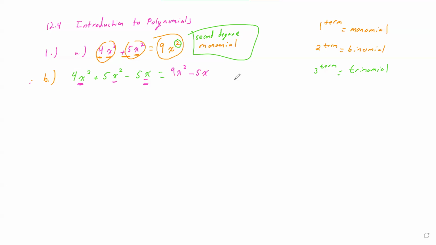Good. So this would be a binomial since it's 2 terms. And what's the highest degree? So it's a second degree. Perfect. So this will become a second degree binomial.